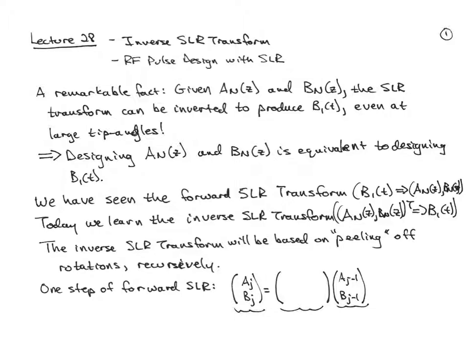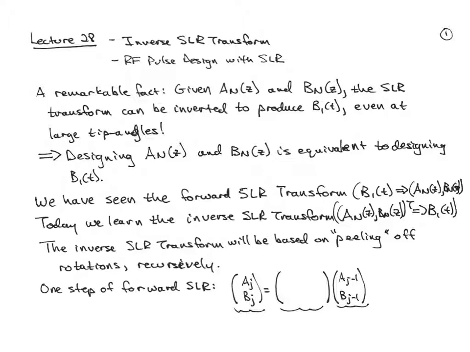So a remarkable fact is that given the polynomials a sub n of z and b sub n of z of a given RF pulse, the SLR transform can be inverted to produce b1 of t, that is, the RF pulse that generated these polynomials, even at large tip angles. So that means that designing these two polynomials is equivalent to designing b1 of t, since they are invertible to get this waveform. This gives us a way to specify a profile, calculate the corresponding polynomials, and then get an RF pulse that generates those perfectly.